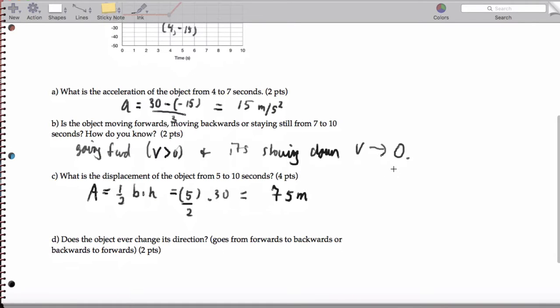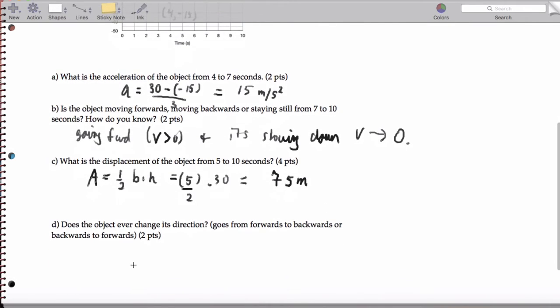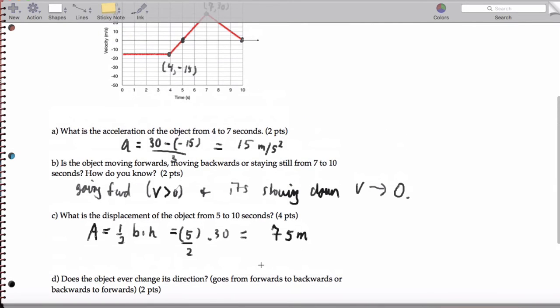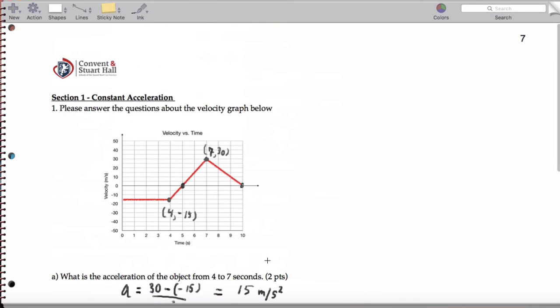Finally, we want to know if the object changes direction, going from forwards to backwards or backwards to forwards. That happens right when you see the axis crossed by the velocity graph. So that's going to be happening at t equals 5 seconds and possibly at t equals 10 seconds. All right, so that is it for page 1.